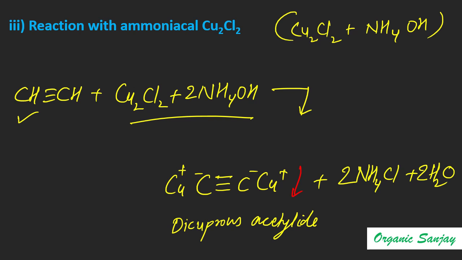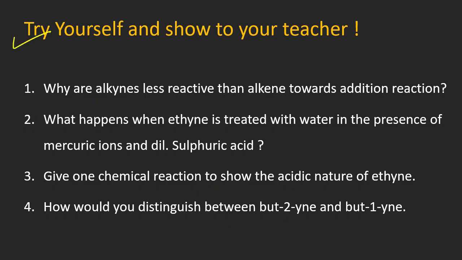I hope you understand. From this reaction also we can distinguish between terminal and non-terminal alkynes. A terminal alkyne will produce a red precipitate, whereas a non-terminal alkyne will not. I hope you understand. These are some important questions. Try them yourself and show them to your teacher.